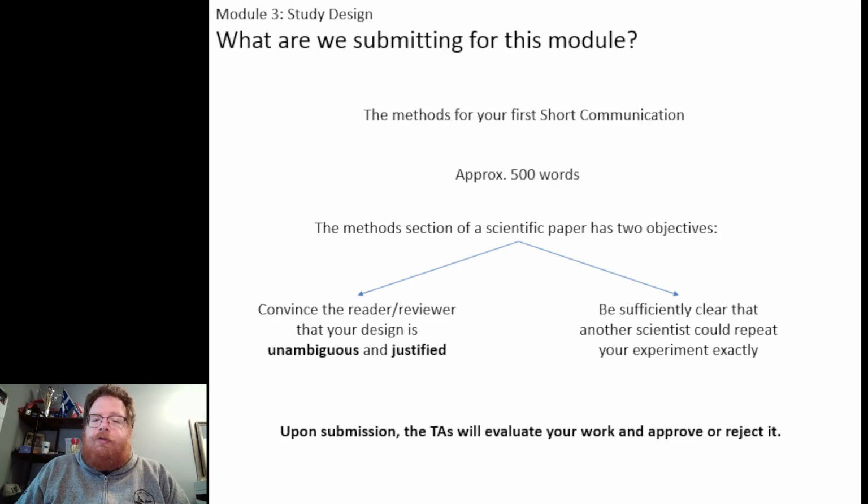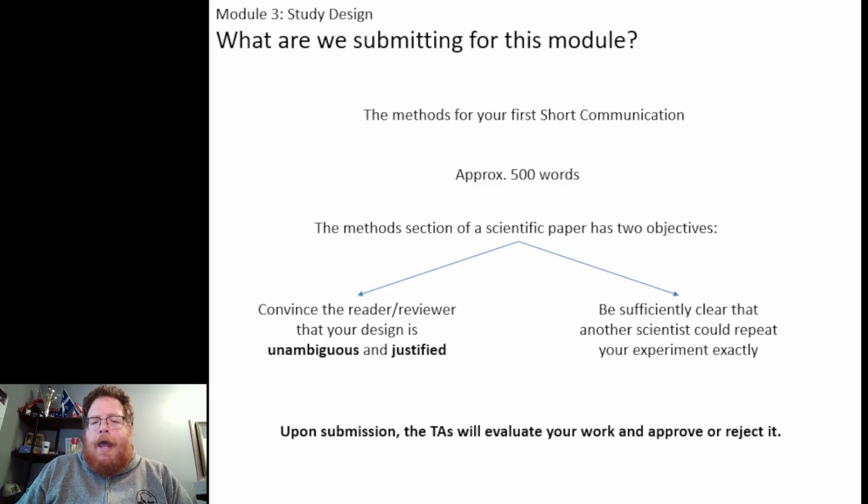The teaching assistants, just as they did for Module 2, are going to evaluate your work. And if they approve your work, then Module 3 is complete and you can move on to Module 4. And if they reject your work, just as we did for Module 2, feedback will be provided, and you can use that feedback to revise your submission, and then you can resubmit, and you'll be reevaluated, and you just keep going through that process until you finally get your submission approved, and then you can move on to Module number 4.